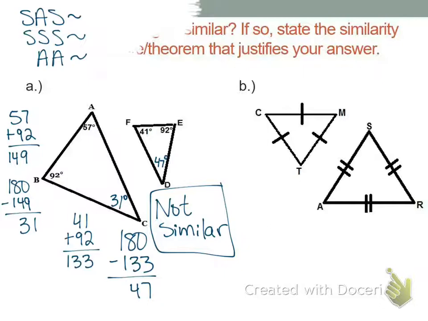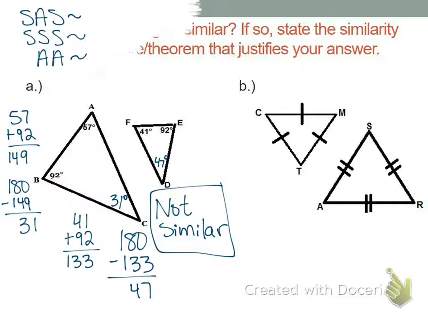Anybody have any thoughts on which ones we probably should not be looking into? Angle is not going to be useful because we don't know any angles, which means side angle side is also not going to be useful because we don't know any angles. So which one are we thinking about? We're thinking about side. Now the tricky thing is they didn't tell us any of the side lengths, but they did mark some sides congruent.